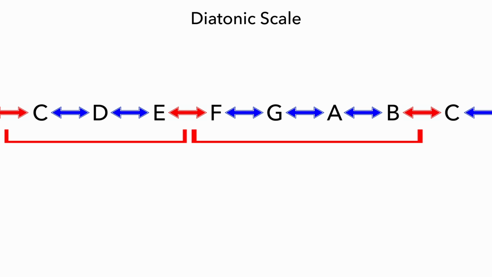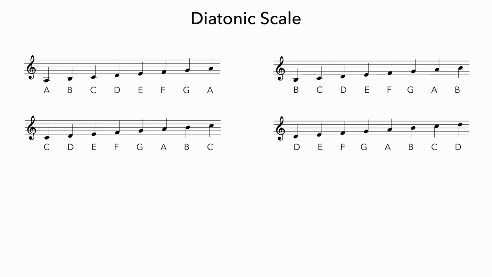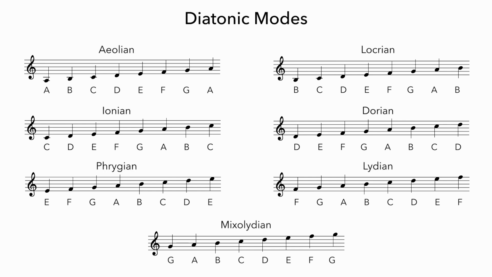The most common example of this is the C major scale, where the 2 semitones are between E and F and B and C. But of course, that's not the only diatonic scale. Since we can begin the scale on each of our 7 notes, there are actually 7 different diatonic scales, so-called diatonic modes. Because all of them use the same 7 notes, just from different starting points, the only difference between them is the position of the two semitones in the scale.